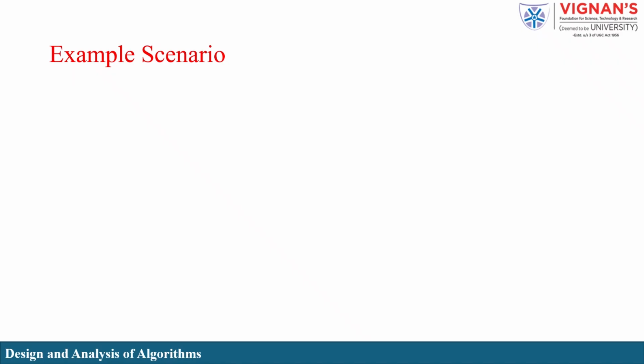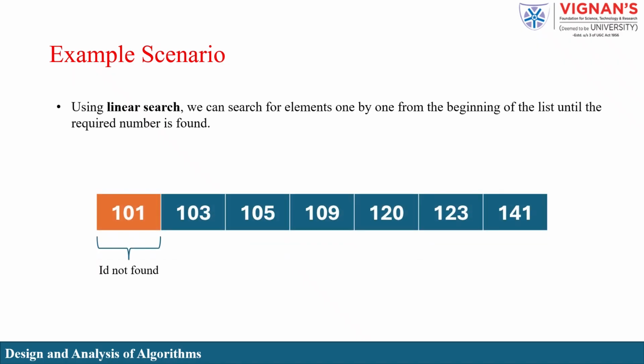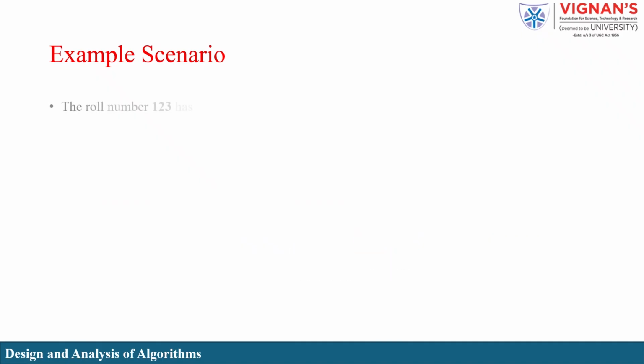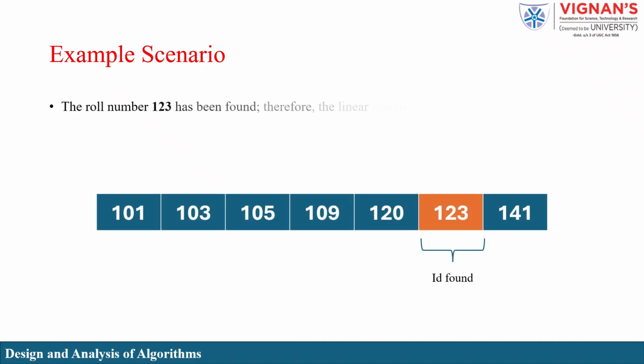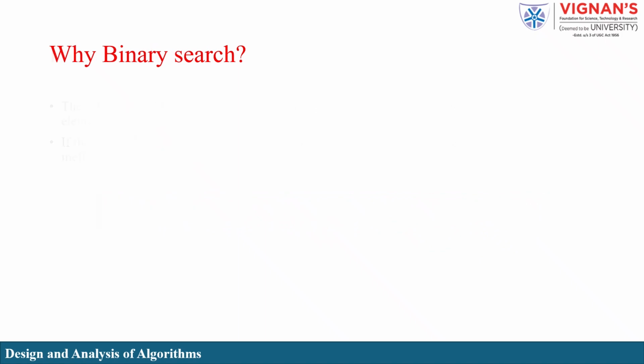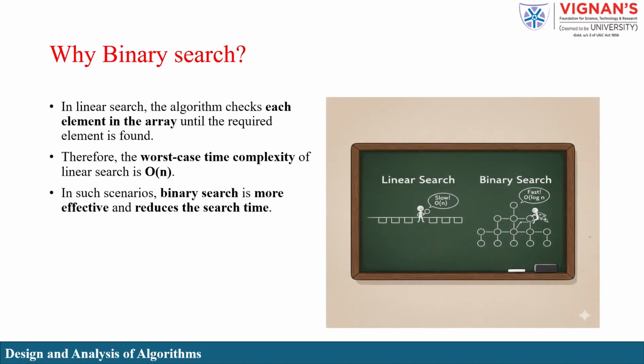One way to find a roll number is by using linear search, where each element is checked one by one from the beginning. The roll number 123 has been found, therefore, the linear search stops because the required element has been located. If the required element is not found early, linear search continues until the end of the list, making it inefficient for large datasets. In linear search, the worst-case time complexity is big O of n.